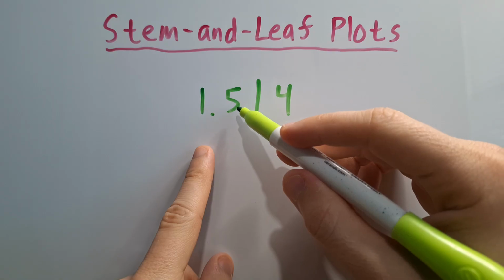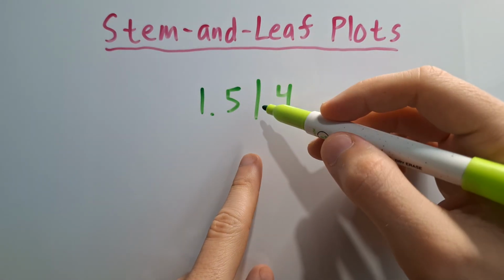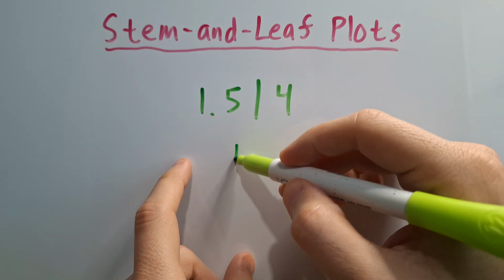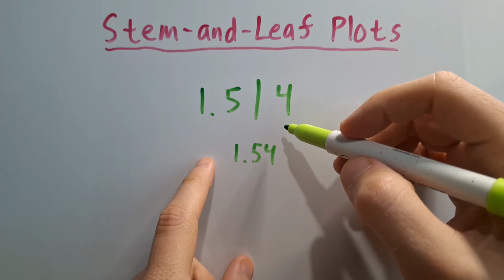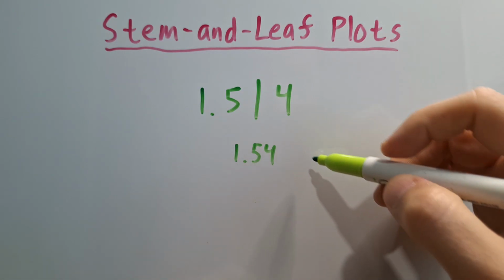I have 1.5 here. This represents the stem of my number. Here's that vertical bar, and then here's my leaf. This represents the number 1.54. This is the stem and leaf for the number 1.54.